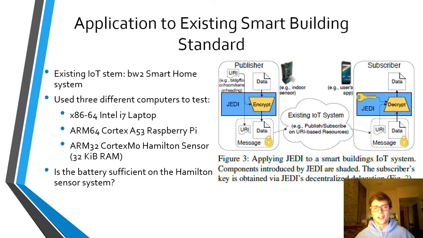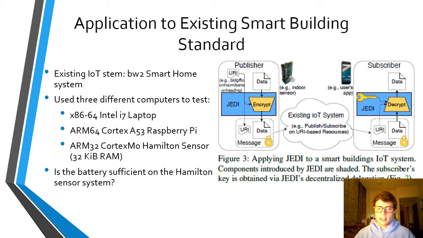All right, so enough about the design decisions. Let's talk about how they actually applied and tested this. So they used it on BW2, which is a smart home system used in large buildings right now. They first implemented it in the Go programming language and then was able to break that up into different architectures. So they used 3 different computers to test this system.